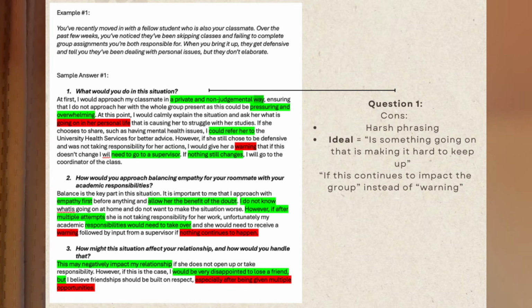Looking back on it now without the time constraints, this is a bit direct and I would rather rephrase how I said this. I would prefer to say something like, is something going on that is making it hard to keep up? This phrasing is just a little less pressuring.